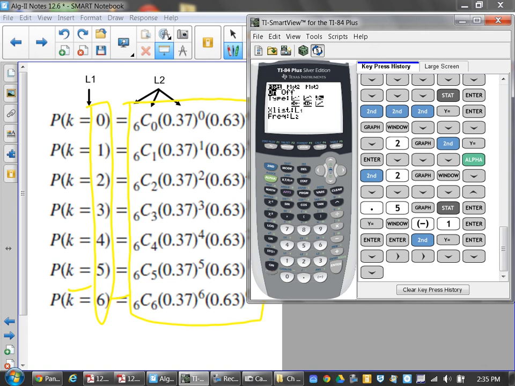We're going to change that frequency instead of being by ones. I want you to change it to L2. How you do that is just move your cursor there and hit second, number 2, and it should change it automatically to L2. Okay? And now hit graph, and you should get a bar chart.